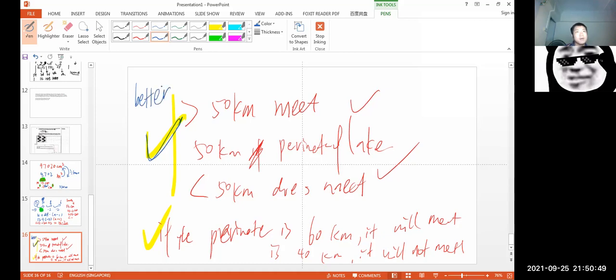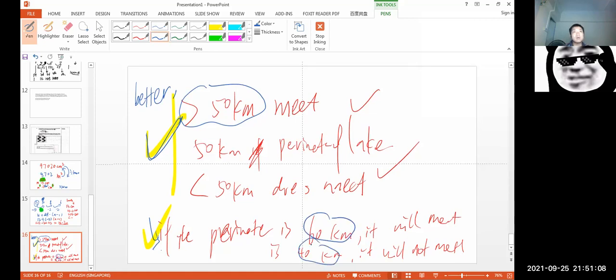This answer is better because it says as long as it's more than 50 kilometers, it will meet, and as long as it's less than 50 kilometers, it will not meet. Compared to the other answer, you fixed the number. Are you trying to say 60 kilometers will meet? Then I will ask you, can 65 meet? If you answer like this, I'm a marker. 65 also can meet, right? Am I right?